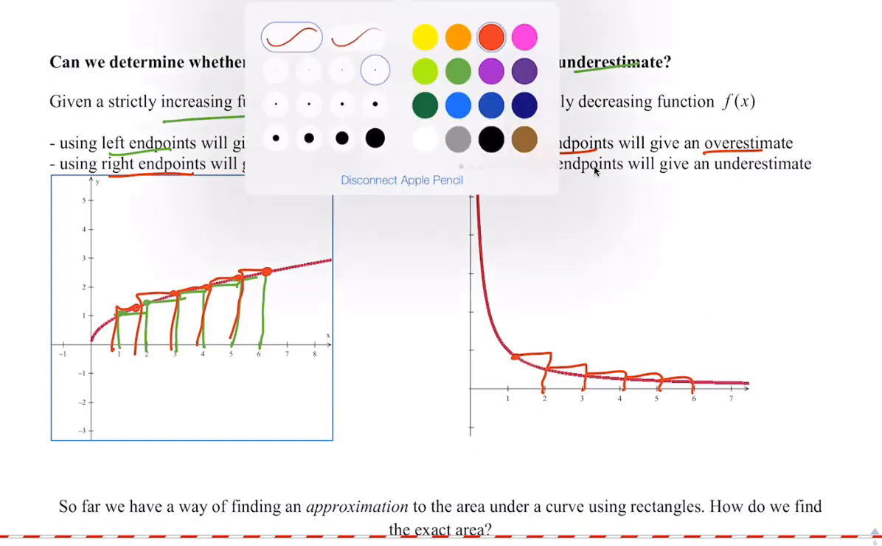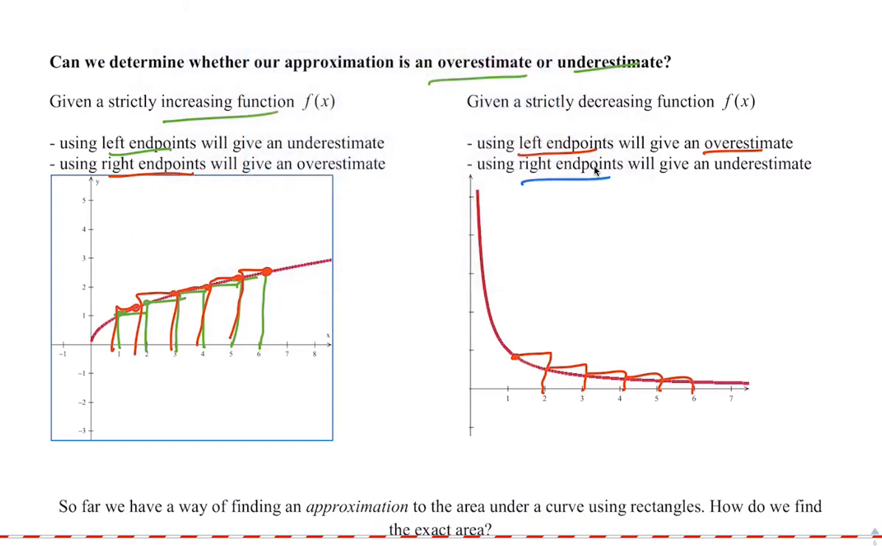If I did right endpoints on this one, so on the right side, you notice it to be below the graph, right? So right would be underestimate. So that's how I do it. I just look at it, see if it's increasing or decreasing. I just draw a practice one real quick. Tell me if it's under or overestimate. But that's a general rule. Increasing, left is under, right is over. Decreasing, left is over, right is under. If you're not sure, just draw real quick. It takes 2 seconds.